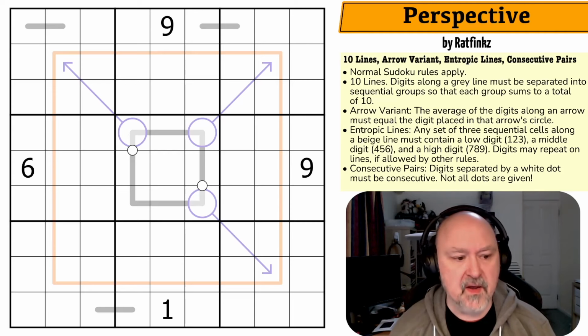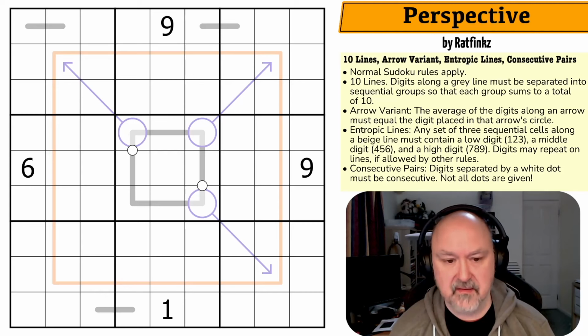So, I'm recording this like a fortnight in advance. All of the puzzle recording schedule is completely bonkers. I am recording things just when I can, how I can.